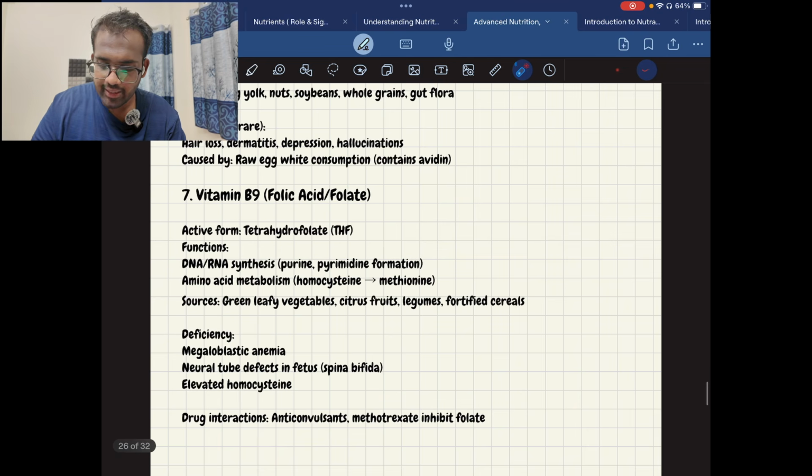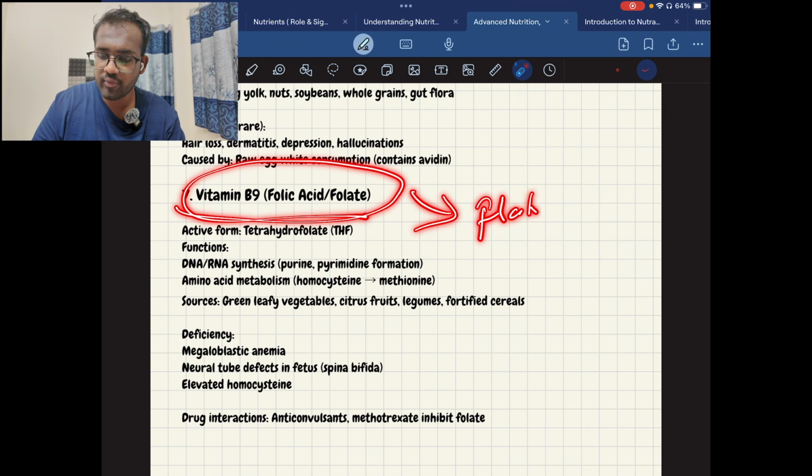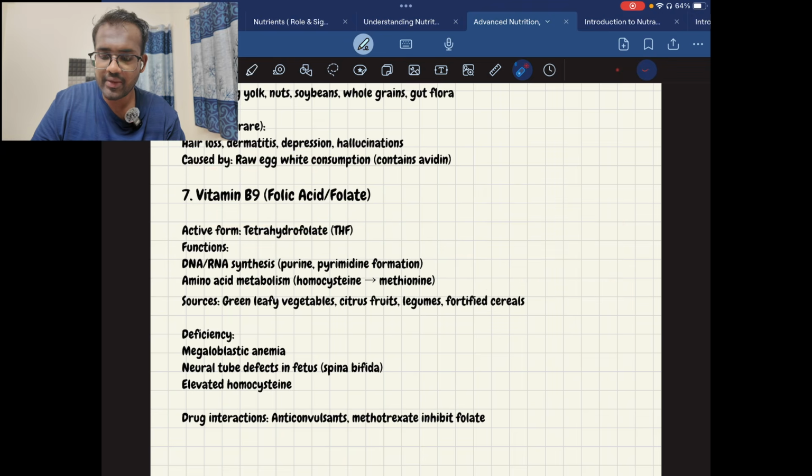And then comes vitamin B9, which is folic acid, folate. It is very, very important in pregnancy. Always remember, in pregnancy it plays a major role. It will prevent spina bifida.